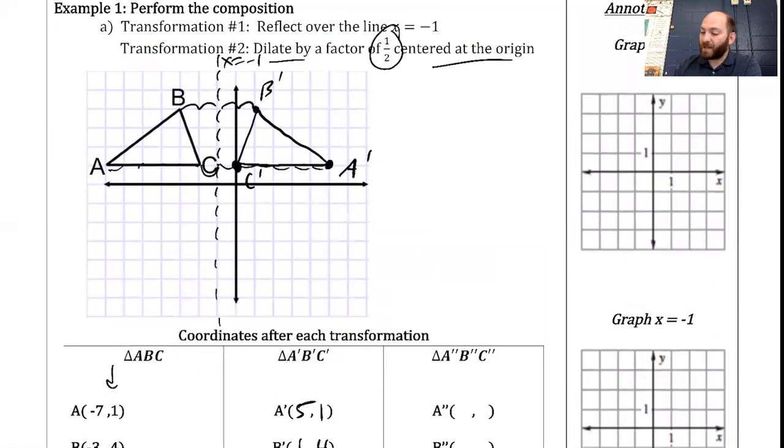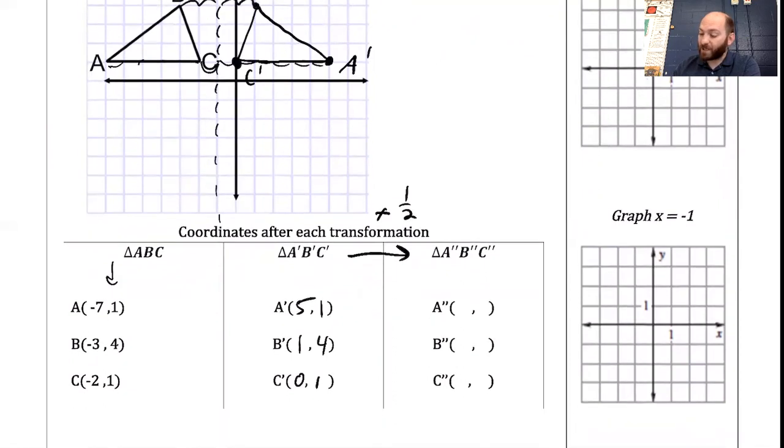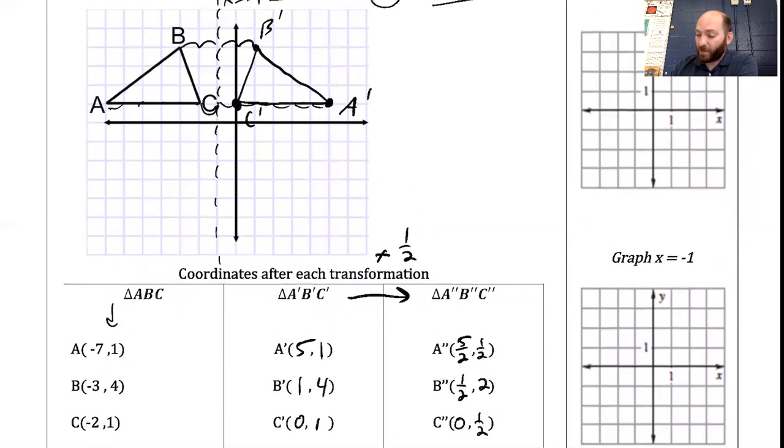When I wanted to dilate by a factor of 1/2, to get from the prime to the double prime, everything is multiplied by 1/2. That's it. So I'm going to take 5 times 1/2 is 5/2, and then 1 times 1/2 is 1/2. B double prime, we got 1 times 1/2 is 1/2, and 4 times 1/2 is 2. And then C double prime, 0 times 1/2 is 0, and 1 times 1/2 is 1/2. I'm just going to estimate these when we look at the double primes.